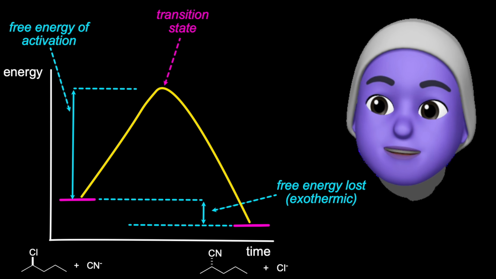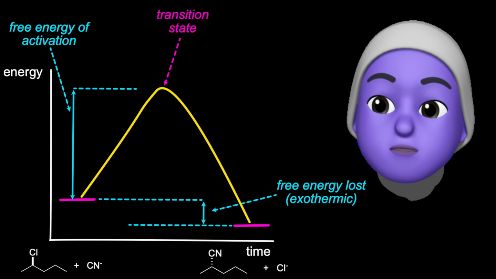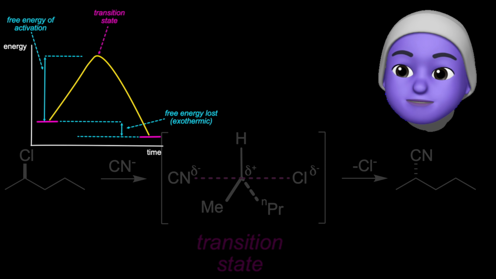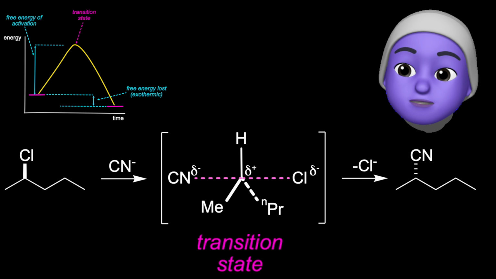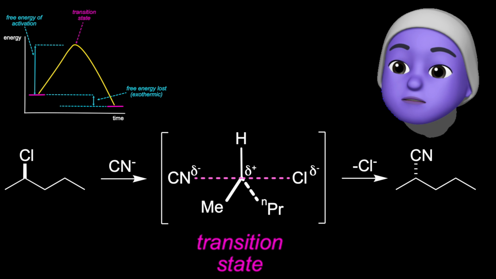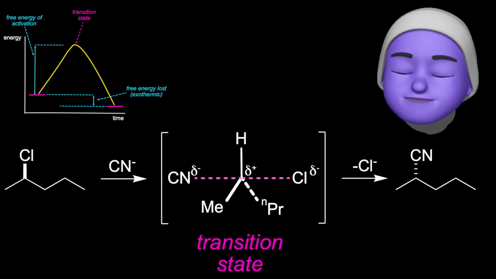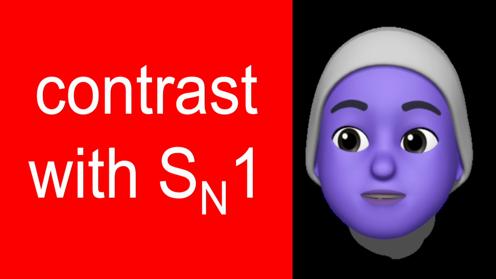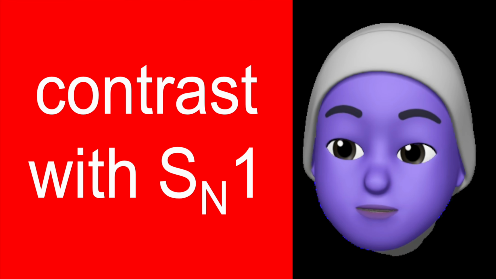There are no intermediates in this reaction, so the profile shows only one maximum, the transition state. That corresponds to the nucleophile partially added to one side of the carbon, while the leaving group departs from the other. There you have it. They're the most important things to remember about SN2.